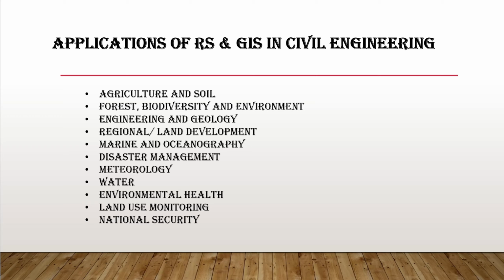In environmental health, the application of GIS is for dengue risk mapping and zoning, children's malnutrition study, air pollution study, tick-borne diseases, etc. In land use monitoring, the application of remote sensing and GIS is for land use or land cover mapping, wasteland mapping, topography and geographic positioning, urban development, geology, etc. And in national security, the application is for intelligence, territorial security management, mapping and rescue planning, strategic and tactical ground mobility, etc. So these are the various applications of remote sensing and GIS in civil engineering.